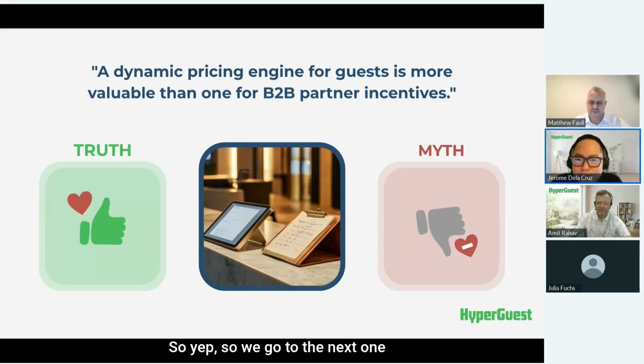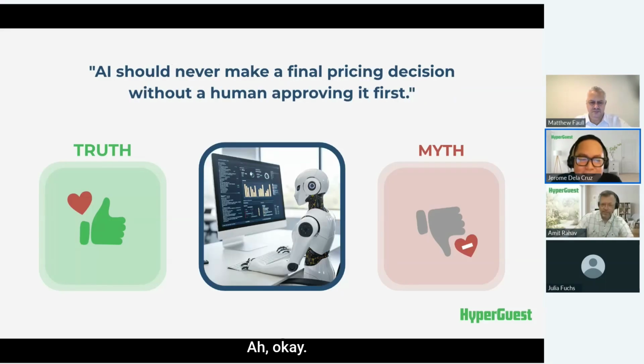So we go to the next one. Okay. I think this is an ongoing debate now. Automation versus augmentation. AI should never make the final pricing decision without a human approving it first.